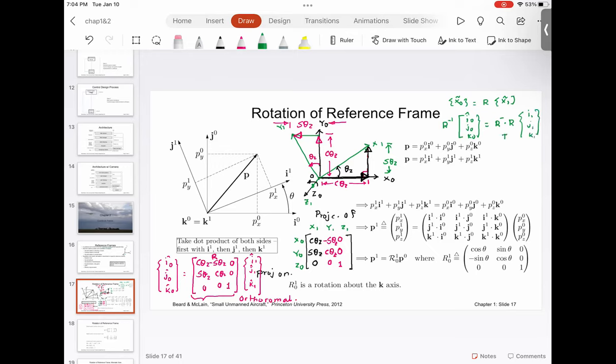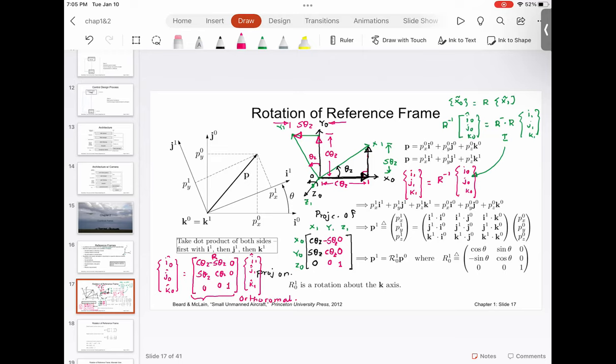This gives me identity. So now this relationship, and I want you to note, is nothing but I1, J1, K1 is equal to R inverse I0, J0, K0. Do you agree with me? Any question in the math?